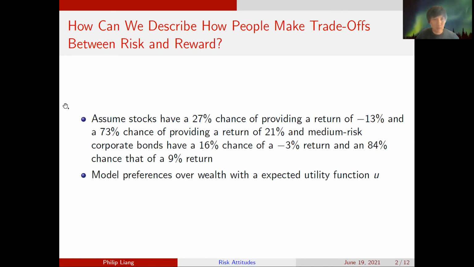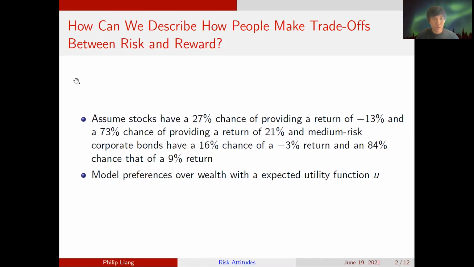So we'll use the stocks and medium risk corporate bonds example from a previous video. So we're going to assume that stocks have a 27% chance of providing a return of minus 13% and a 73% chance of providing a return of 21%, while medium risk corporate bonds have a 16% chance of a minus 3% return and an 84% chance of a 9% return.